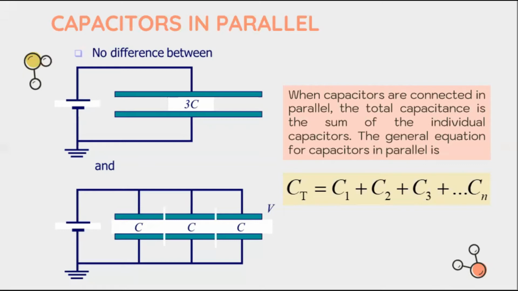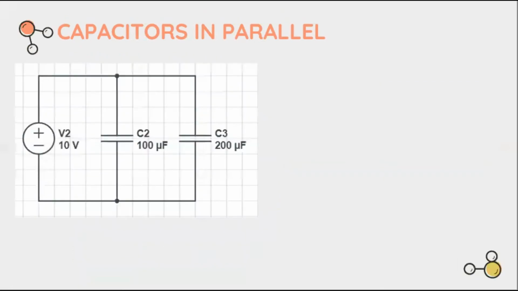So, for example, meron po tayong C2 and C3. Ang value po niyan nila ay 100 microfarad and 200 microfarad respectively. So, if we're going to calculate the total capacitance of these two components, i-add lang po natin si C1 plus C2. So, 100 microfarad plus 200 microfarad. So, CT is equals to 300 microfarad.